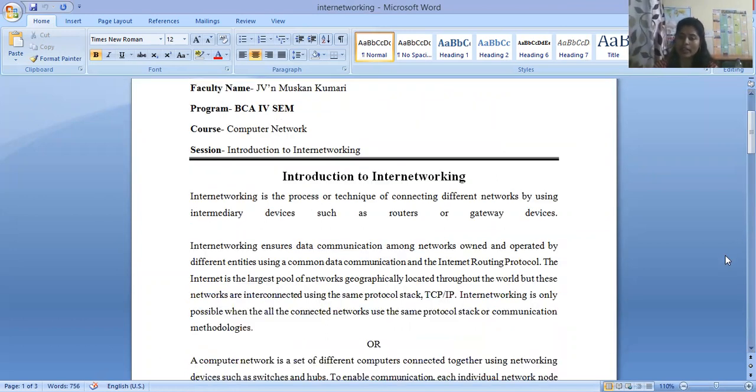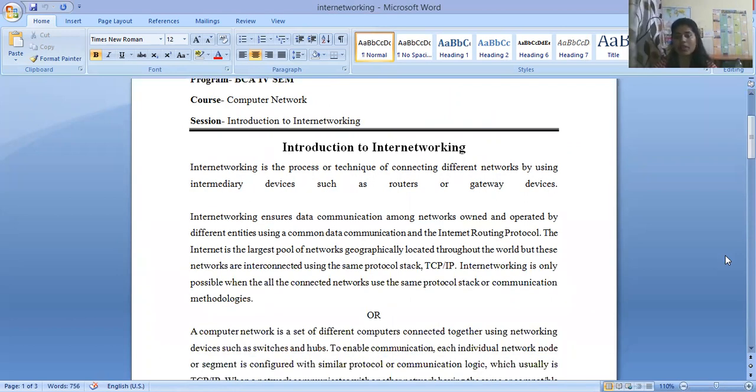Internetworking also ensures data communication among networks operated by different entities using a common data communication and internetworking protocol. The internet is the largest pool of networks geographically located throughout the world, and these networks are interconnected using the same protocol stacks. I am forming a stack in which multiple network layer protocols are situated, which help in forwarding and routing data packets. So, TCP and IP protocols also.